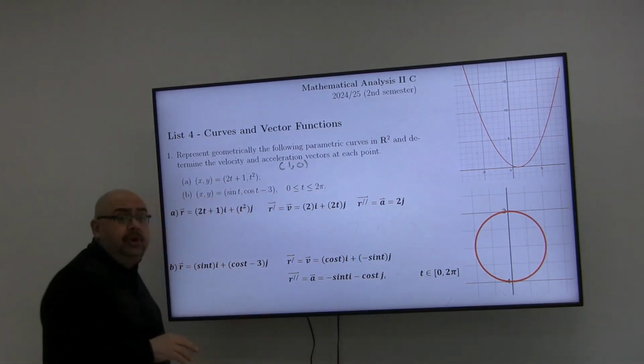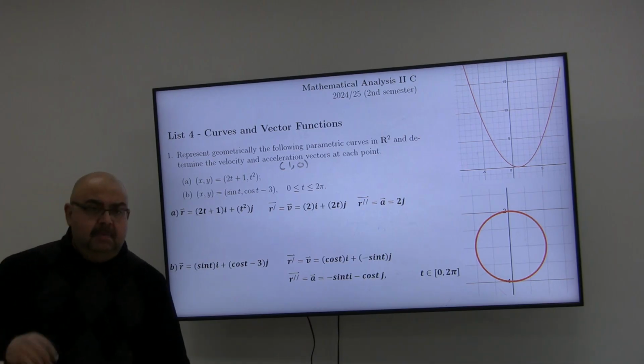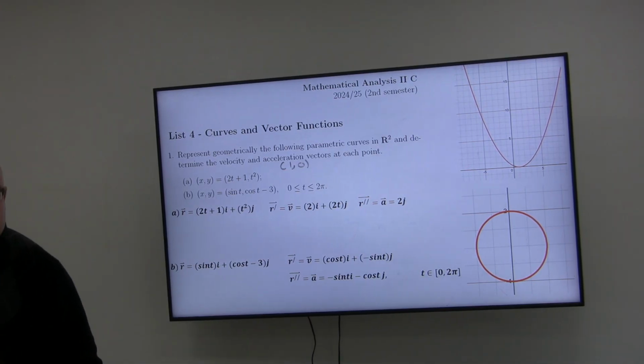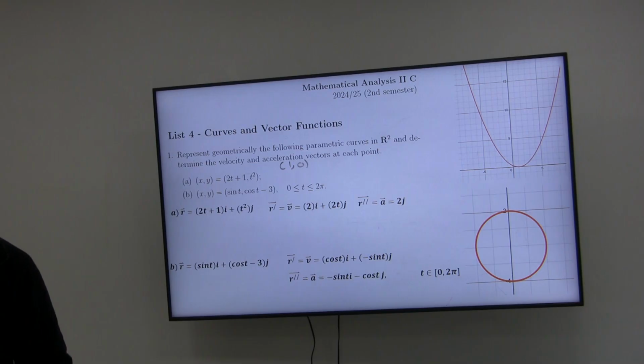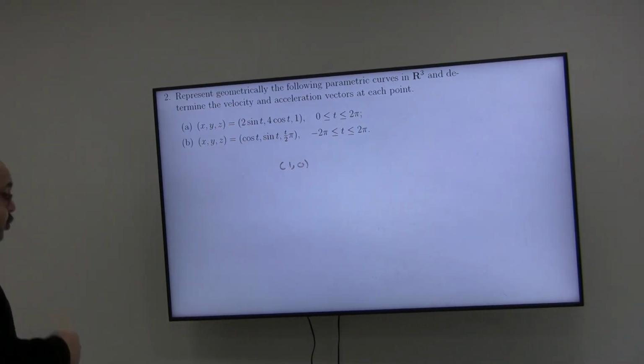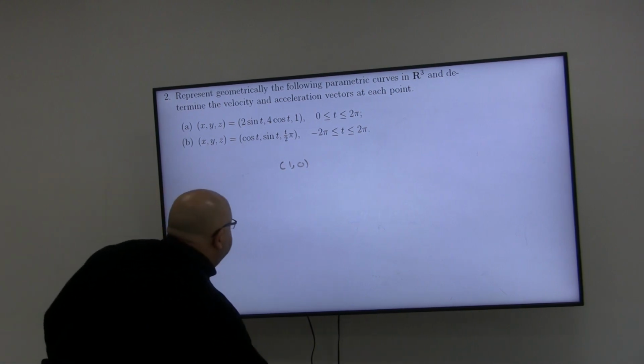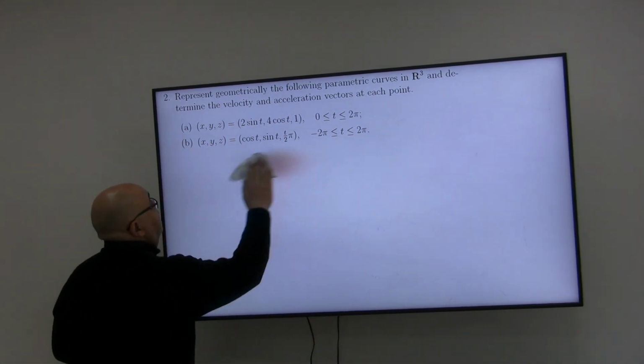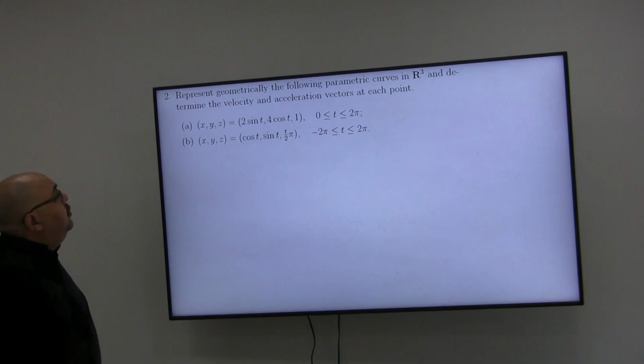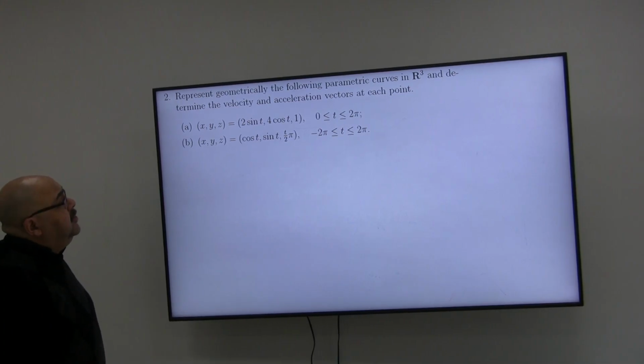At the time being, I just want you to relax about the shapes. You will be able to recognize most of them, but within the second session, within the second PDF that I will talk about. Okay? Go through this one also. This is more problems handling the part that we are in. He's giving you geometrically the following parametric curves in R3 and determine the velocity and the acceleration.